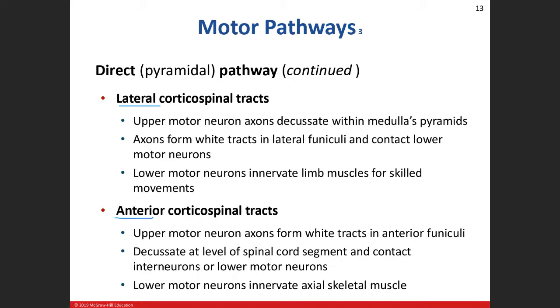With the lateral corticospinal tract, we're going to see that decussation occur in the medulla oblongata pyramids there. Those pyramids were those two bumps that we saw in the front of the medulla oblongata. Then the upper motor neuron will travel down in the lateral funiculi. What is the lateral funiculi?